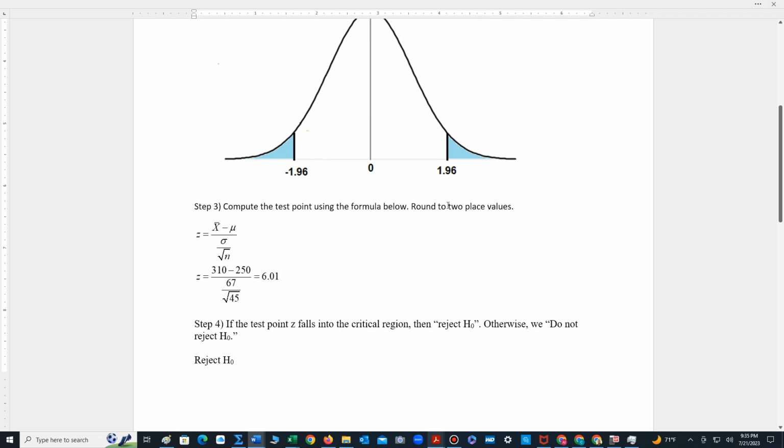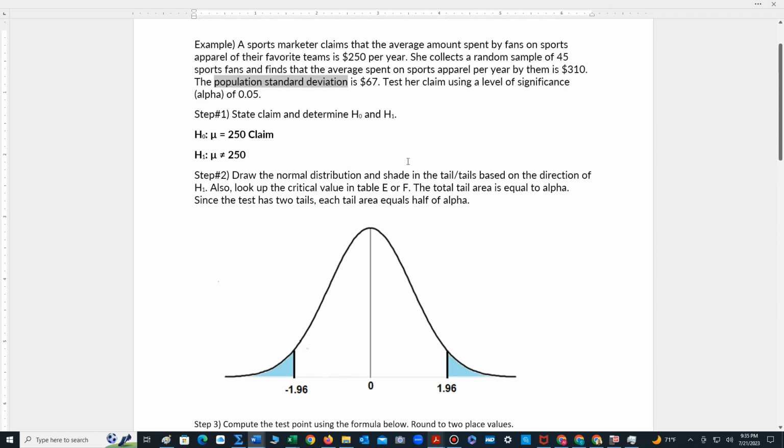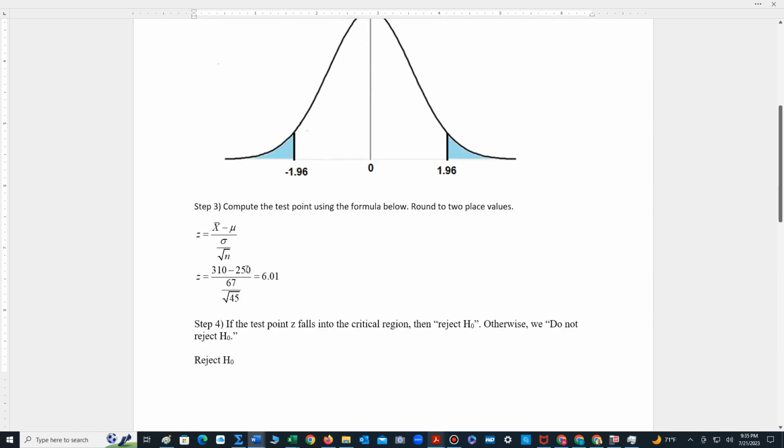Next, we compute the test point and round to two places. So z is equal to x bar minus mu over sigma divided by radical n. That's our test point formula. We just go ahead and plug in our information. The sample mean is 310, population mean is 250, sample size n is 45, and sigma is 67. Plug that in and calculate, and I'll go ahead and work this out in the calculator here.